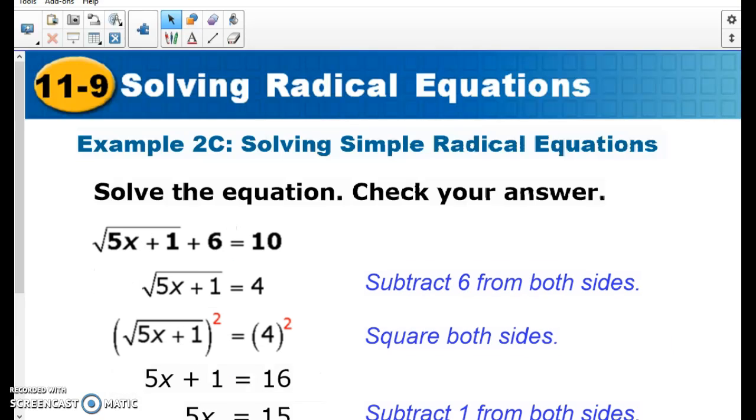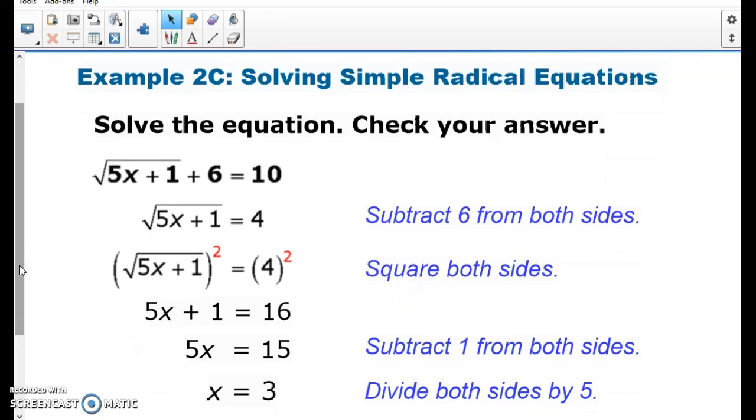Here's one that has both. So my 5x plus 1 is under the square root sign, but the plus 6 is not, so I need to get rid of that plus 6 before I can do anything else. So I would minus 6, and then 10 minus 6 is 4, and then I could square both sides. So 4 squared is 16. And then 5x plus 1 minus 1, I'm at 15. Divide both sides by 5. My x is going to end up equaling 3.